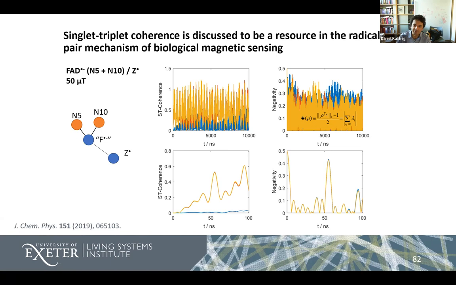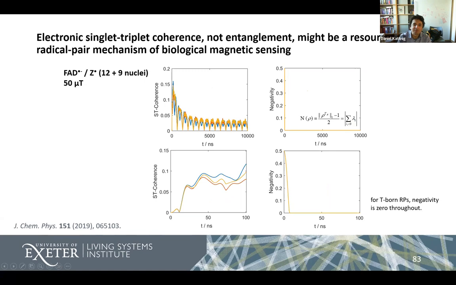And the point here is that indeed in simple model systems, you can conclude that negativity and thus entanglement is very important. But as soon as you consider more complex, more realistic models of radical pairs, this is no longer the case, as shown here for a flavin-Z radical pair that comprises a large number of nuclear spins. Here the negativity, the measure of entanglement, immediately drops in less than 10 nanoseconds, meaning that entanglement cannot contribute to the directional magnetic field sensitivity.